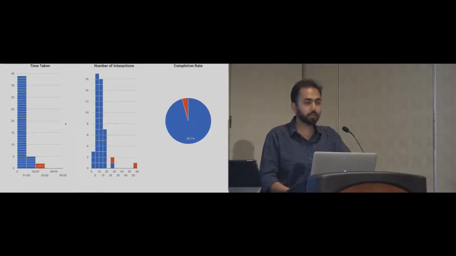On this interface, the designers can also inspect outliers. For example, they can look at users who could not complete the task, which are shown in red here. Or they can look at the users who took an unusually long time. For example, if we click on the red user here, we can go to that particular user's interaction trace.